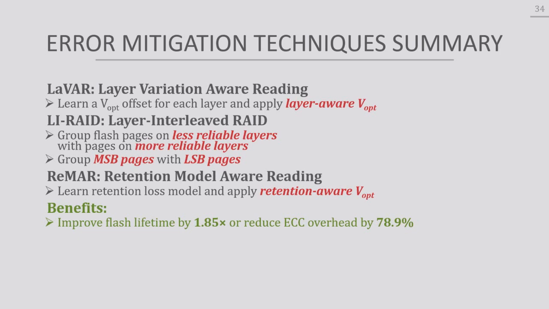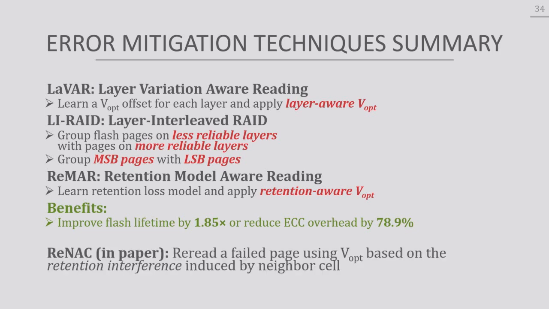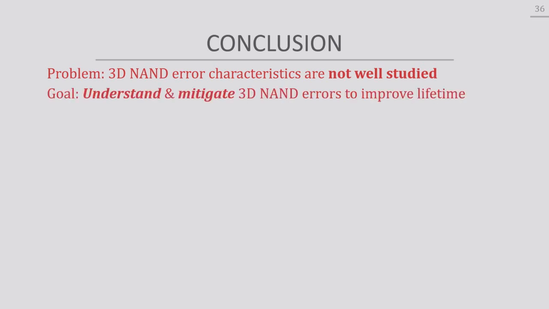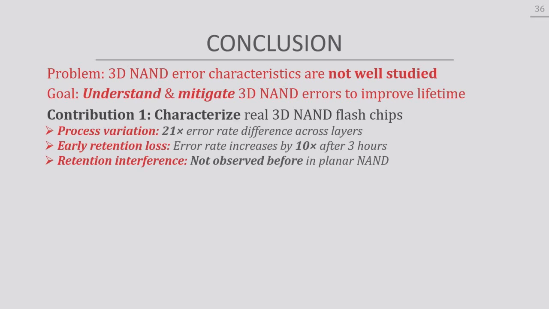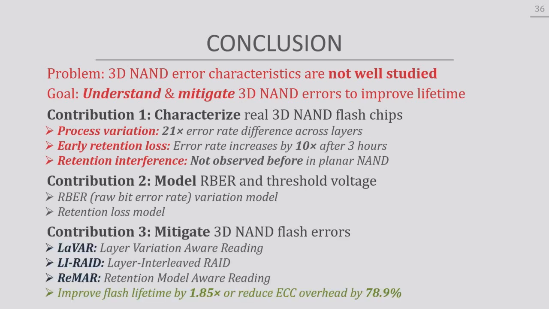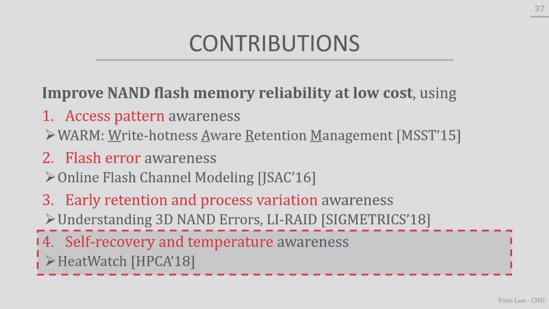So we have introduced three of the mechanisms, and we have looked at their improvement in terms of lifetime. And in the paper, we also designed another mechanism called RENAC, which is designed to tolerate the retention interference phenomenon. So in conclusion, 3D NAND error characteristics are not well studied, and we perform some characterization to understand and mitigate these errors. We also propose several models that are very accurate, and we discuss three mechanisms and evaluate them and show that they improve lifetime.